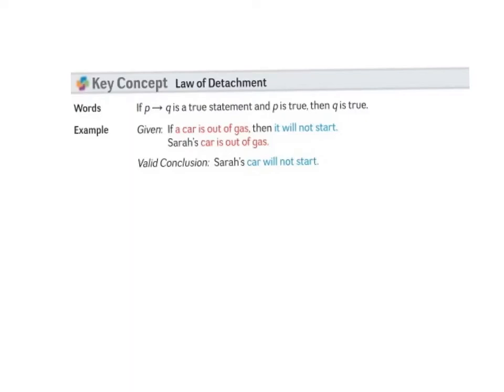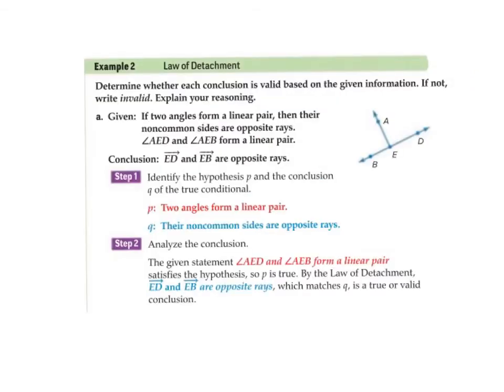Okay, it's if the statement is true, and the hypothesis is true, then the conclusion should be true. So here's a perfect example. If a car is out of gas, it will not start. And then obviously the statement is Sarah's car is out of gas. So you can make that valid conclusion that her car will not start. Yes, there may be other reasons, but we're just looking at what is given in the question, which is that she's got no gas.